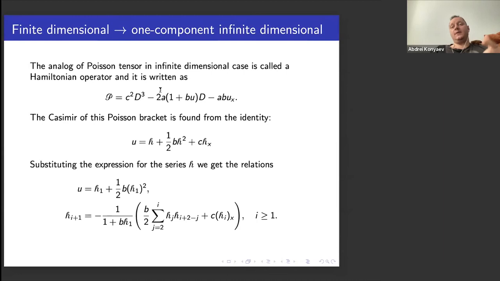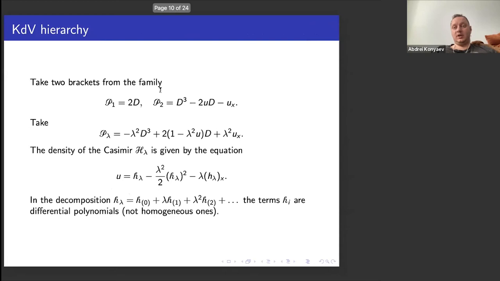Now we need to pick two brackets, add a parameter, and see how it depends upon the parameter and how the Casimirs depend upon the parameter. And you will see that this scheme actually generates some very well-known equations. First of all, we take one bracket to be like this. You could check that it fits our family. The second bracket is like this. Almost all of the terms are zero. Then we add them up with a parameter, not lambda, but lambda squared. We will see later why.